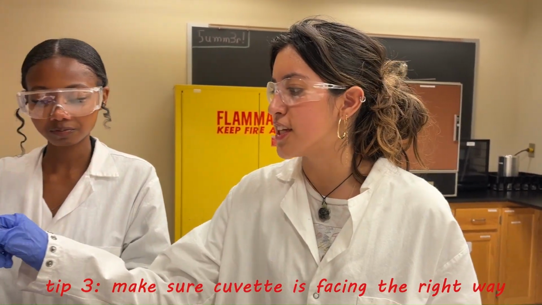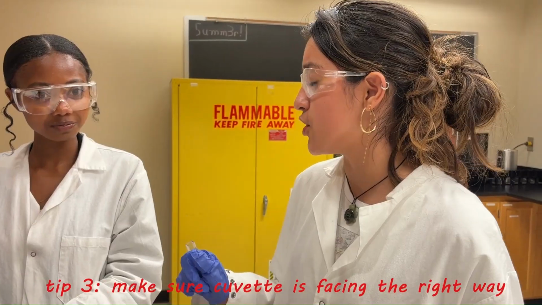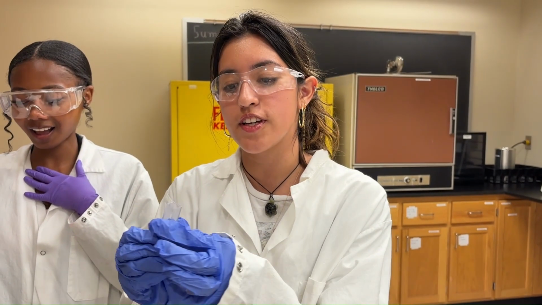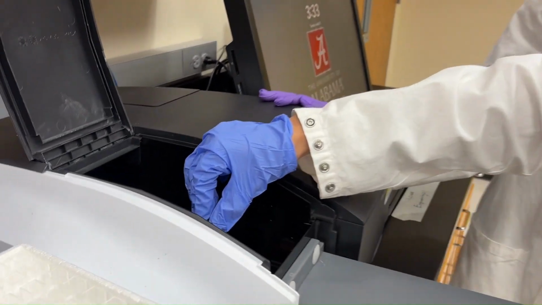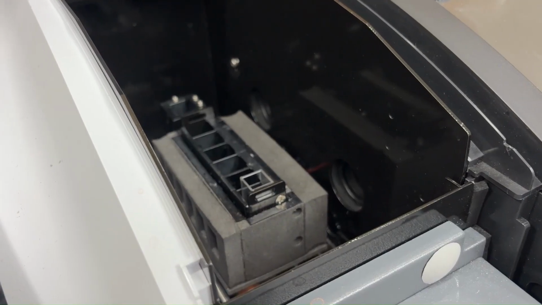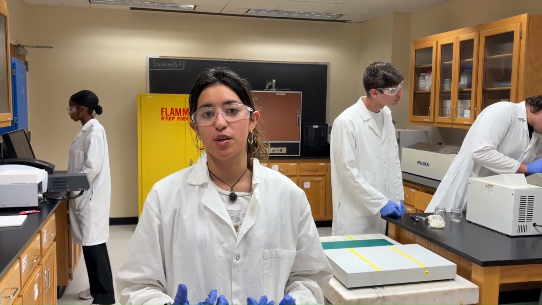Another thing you're going to do is make sure that the cuvette is facing the right way, which is something you didn't do. This is going to have a little arrow mark right here, and you want to make sure that this is facing towards the monitor so that it's getting an accurate depiction of what's going to be in the cuvette.